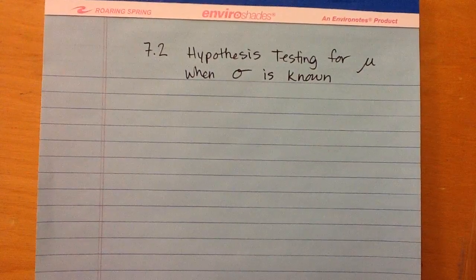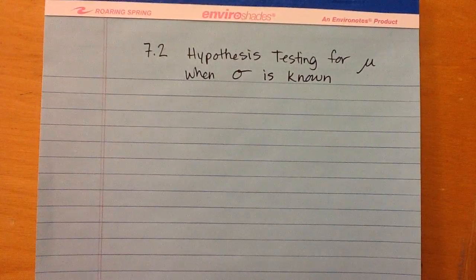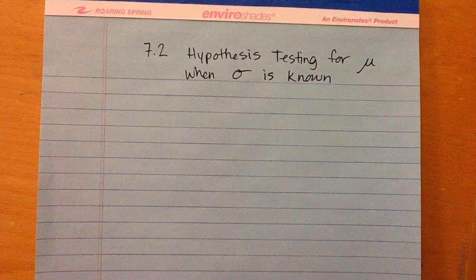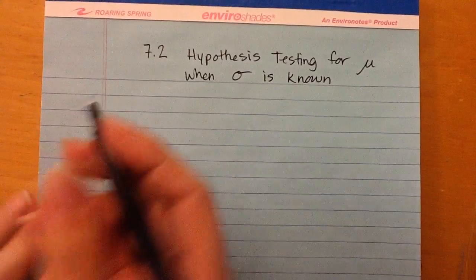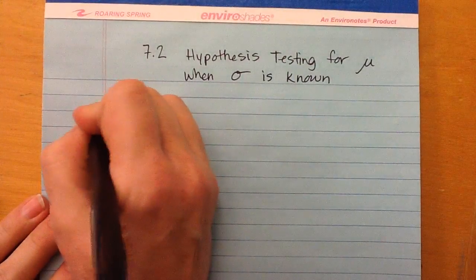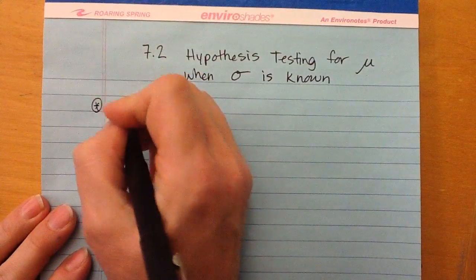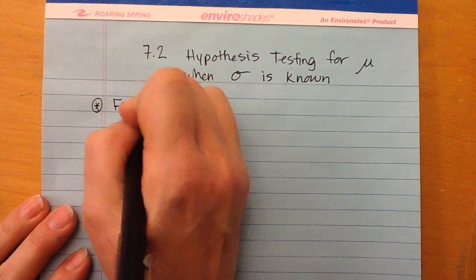In this section, we're going to do hypothesis testing for mu, which is the population mean, when sigma is known. Remember, sigma is the population standard deviation. So first, we're going to figure out how to find and interpret a p-value.